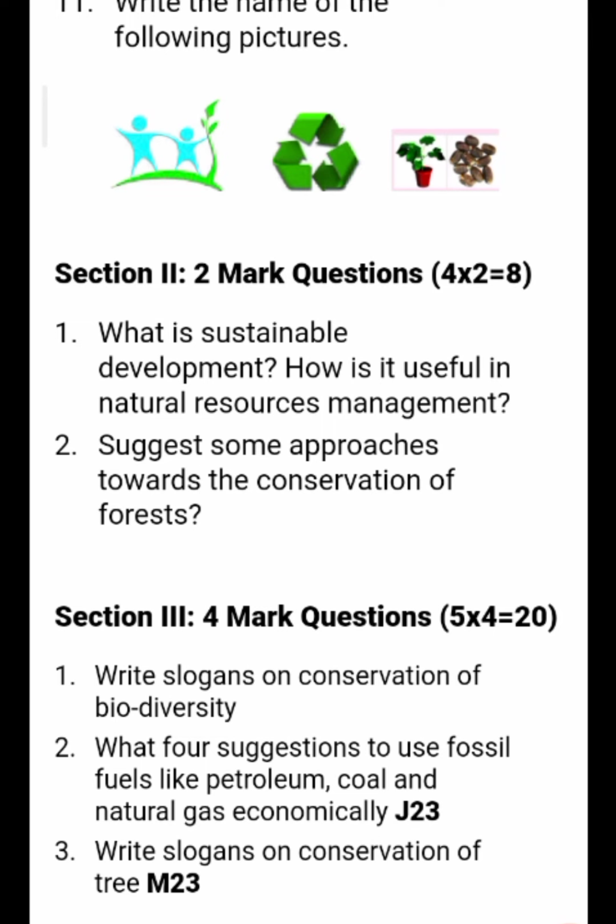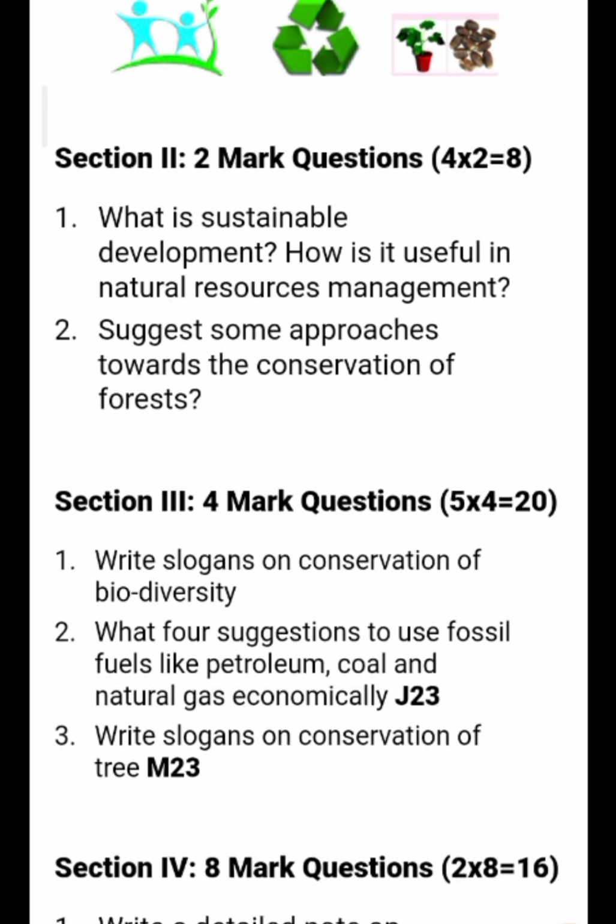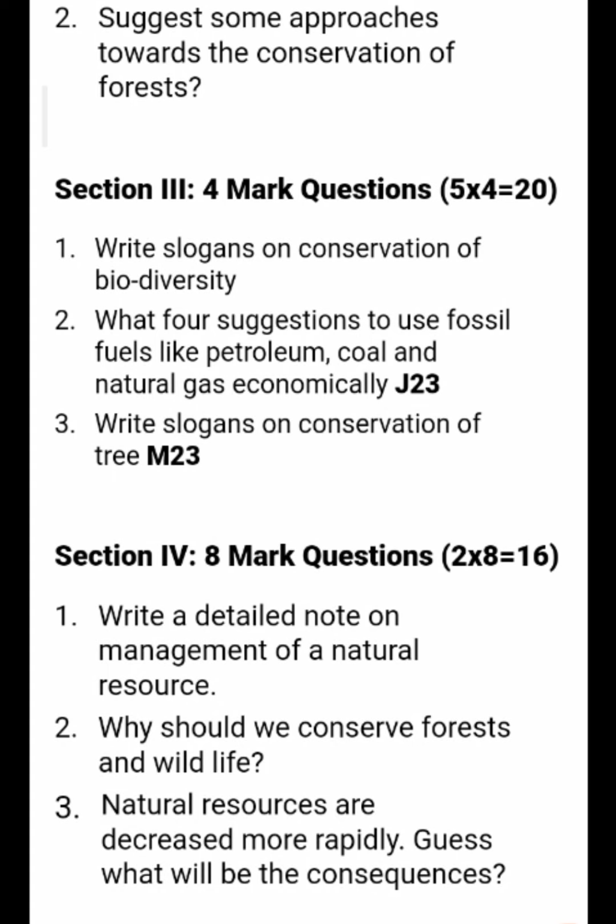How is it useful in natural resources management? Suggest some approaches towards the conservation of forests. Next, 4 marks questions. Write slogans on conservation of biodiversity. Write 4 suggestions to use fossil fuels like petroleum, coal, and natural gas economically. Write slogans on conservation of trees.